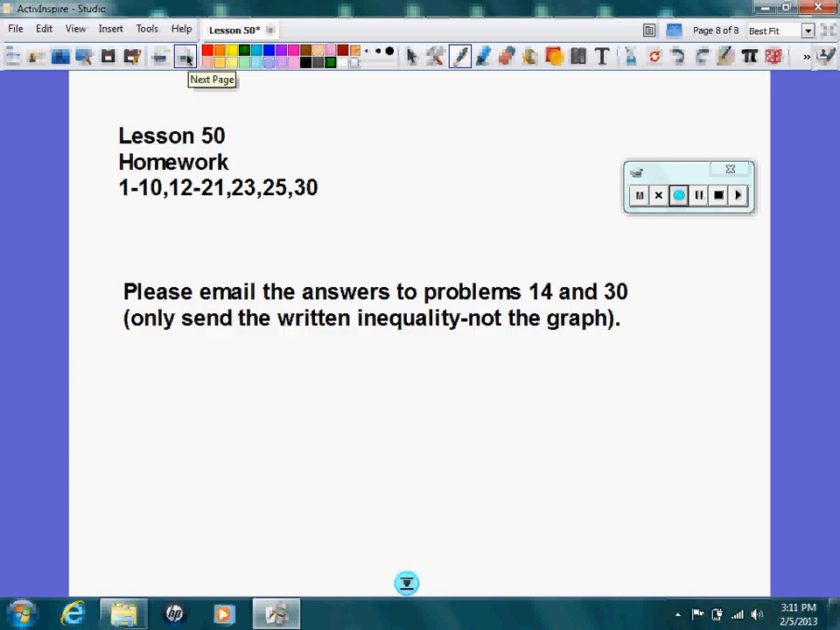Here's our homework that we will work on. You can begin at home if you like, but we'll work on it in class tomorrow. 1 through 10, 12 through 21, 23, 25, and 30. And please email the answers to problems 14 and 30 to me tonight. Only send the written inequality, not the graph.